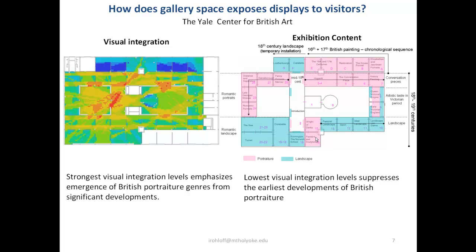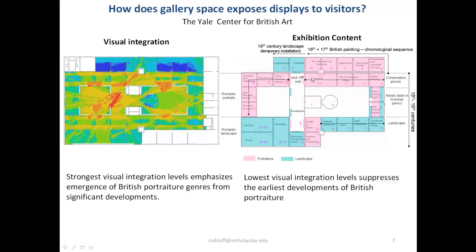And when we look at visual integration, we see that the visual information is released through the parallel promenades, but also the highest visual integration levels are located in the space extending from the introduction gallery towards the British portraiture. That level emphasizes the emergence of British portraiture from the genre of the significant developments presented in the introduction gallery.